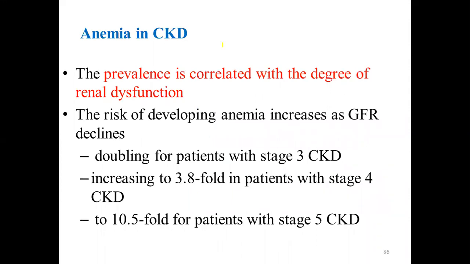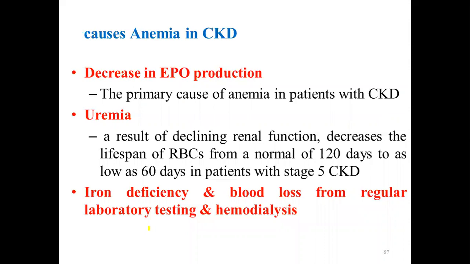Then apart from that, the degree of anemia increases when the stage of the disease increases. You can see if a patient is having stage 3, the risk doubles. If a patient is having stage 4, the risk becomes like 4 times. But when the patient is having stage 5, the risk of anemia is like 10 times. So the probability of anemia in stage 5 CKD is very common. So you can't miss anemia in a stage 5 patient.